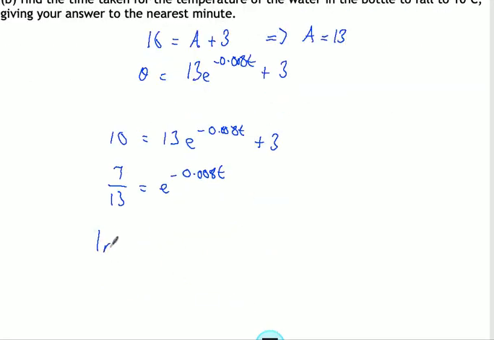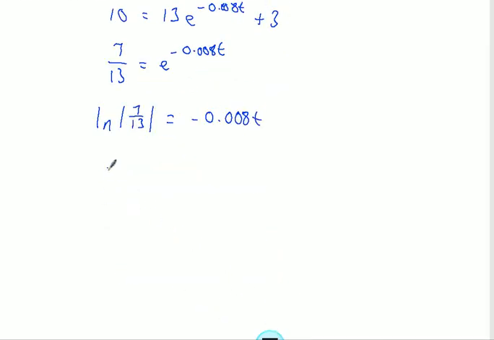So natural log of both sides. Divide both sides by negative 0.08 and you get t is 77.3799. So my answer is t is 77 minutes to the nearest minute, which is what it asked for.